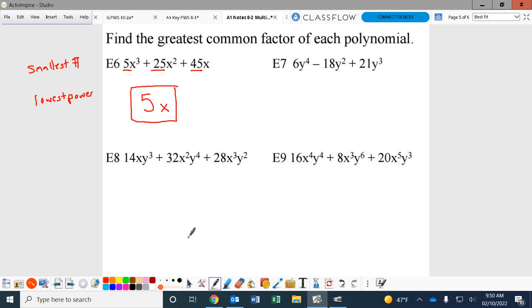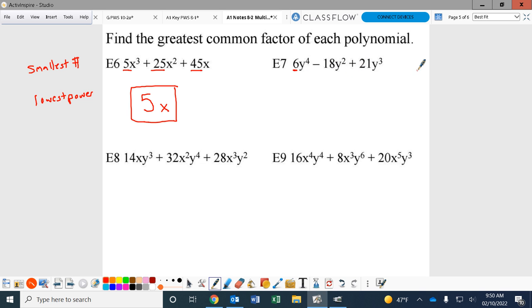Okay. We're going to do it. I put form on here because I want to make sure you absorb this concept because it really matters for the dividing. You have to be able to pull out the GCF to divide. So here we go. For this next one, out of 6, 18, and 21, which is the smallest? 6. Does 6 divide into 18? Does 6 divide into 21?